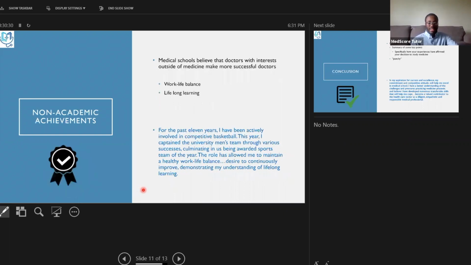Moving on, so I believe this is the final part of the body. So looking at your non-academic achievements. Medical schools believe that doctors with interests outside of medicine make more successful doctors. And that's just true. If your life is just focused wholly on medicine, you're going to burn out, and we want to prevent burnout. The GMC and other governing bodies want to prevent burnout.